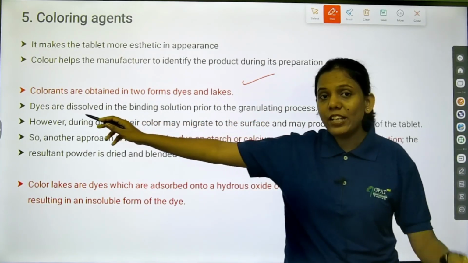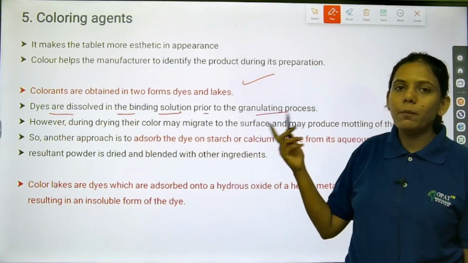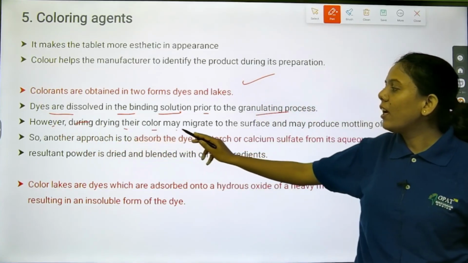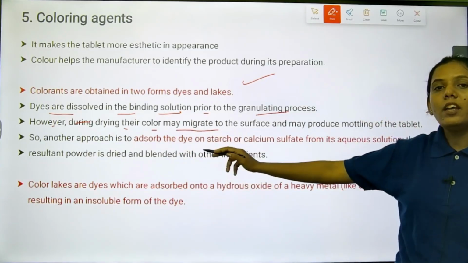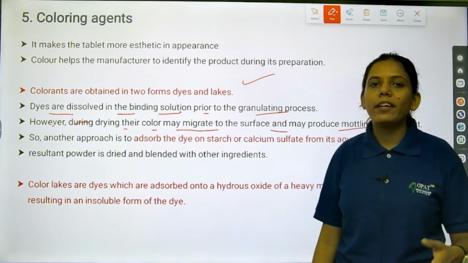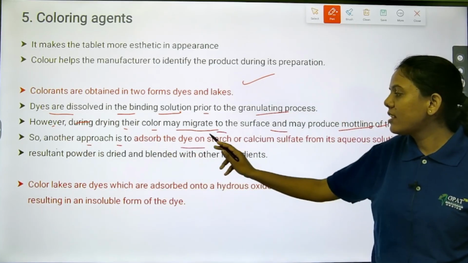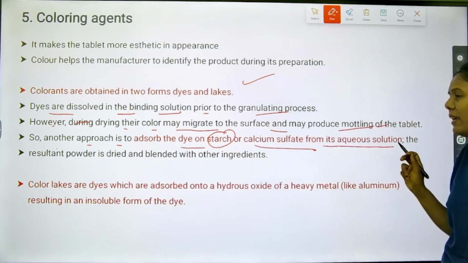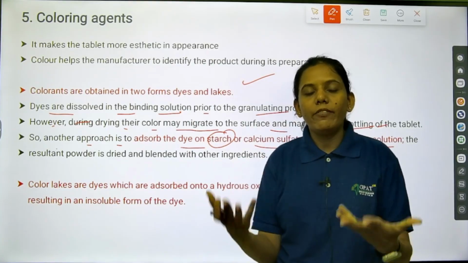Dyes are dissolved. Initially, dyes are dissolved in the binding solution prior to the granulating process, that is, before the granulating process. However, during drying their color may migrate. During wet granulation or during the drying process, the color used to migrate to the surface and produce the mottling effect. Mottling means migration of the color. So another approach is to adsorb the dye on the starch or calcium sulfate. These are the adsorbents. From its aqueous solution, you will prepare an aqueous solution of dyes and add it onto the starch. It will convert into powder.